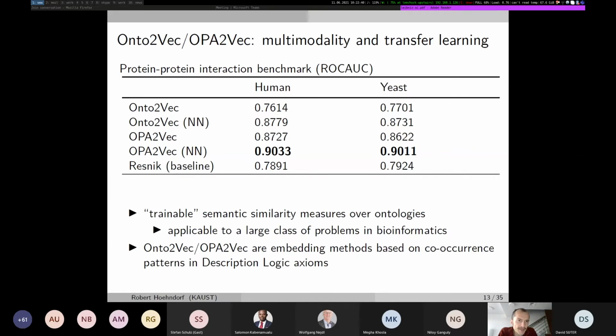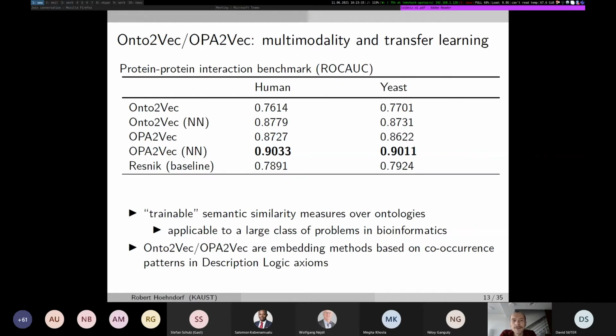And this was something that was very interesting, using only the axioms and just a cosine similarity, we did not improve upon this. But then using the labels, synonyms, and definitions of the classes, even just using a cosine similarity, we got a huge improvement from about 0.79 to about 0.87 in human interactions, similar improvement in the yeast.